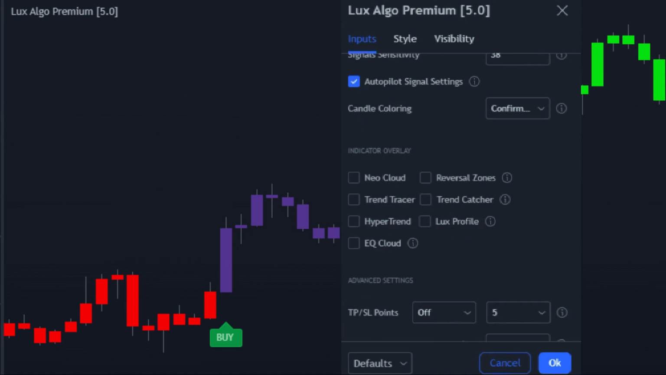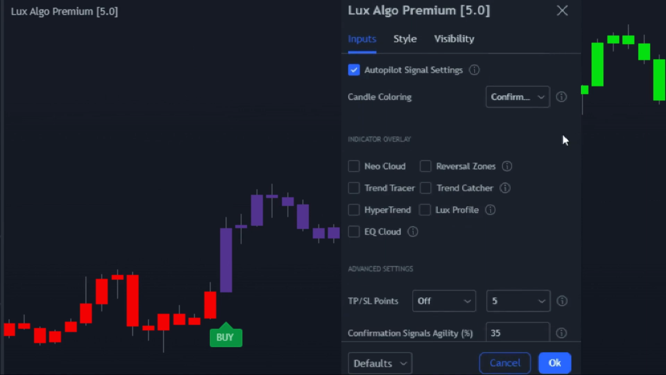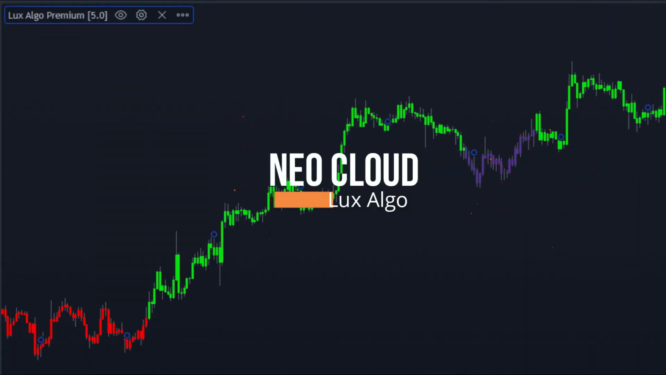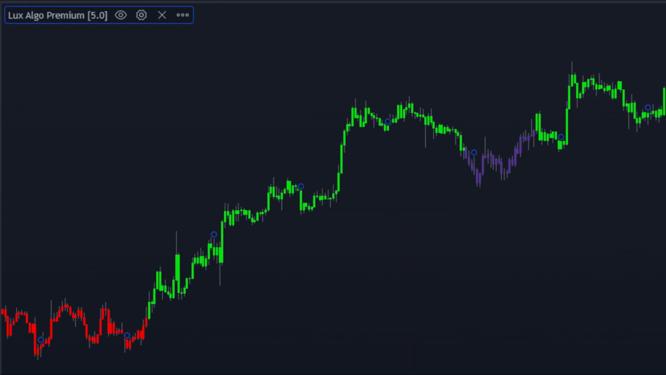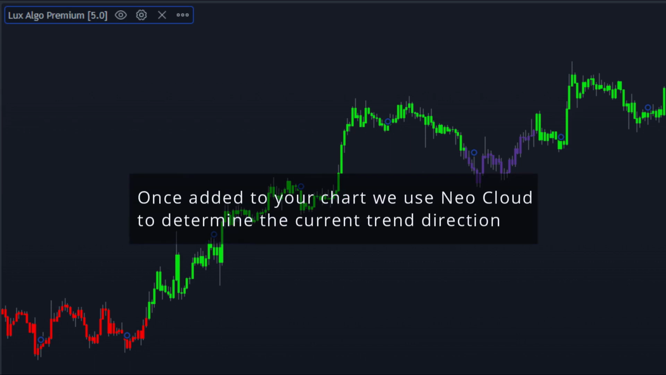Adding an indicator to your chart is as easy as going into the settings and selecting which indicator you would like to add. Let's first look at the NeoCloud. This is one of the most recent additions to the Lux Algo package. Once added to your chart, we use the NeoCloud to determine the current trend direction.